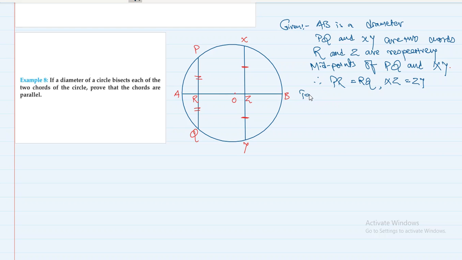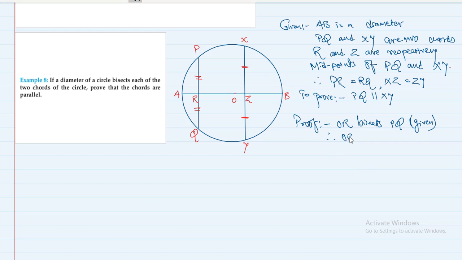To prove: PQ is parallel to XY. Construction is not required because this is like a three-liner proof. So we can say that OR bisects PQ. Why? Because it's given. OR is a part of diameter AB which bisects PQ.